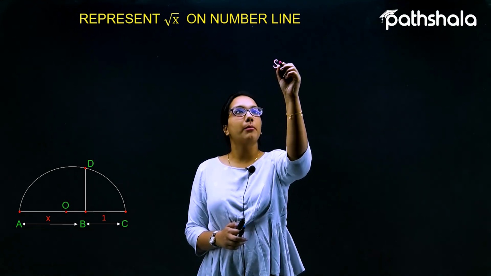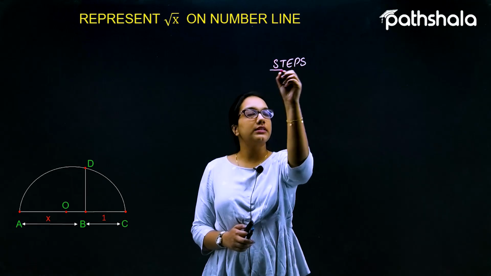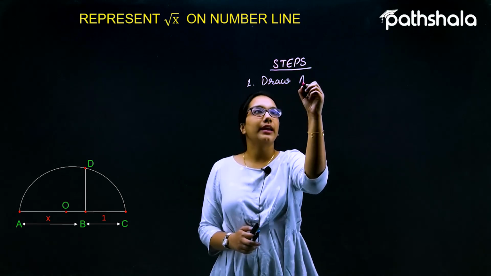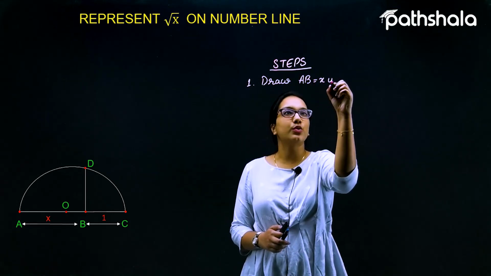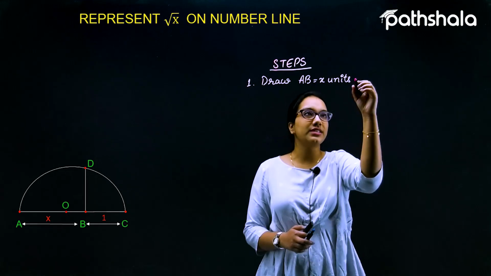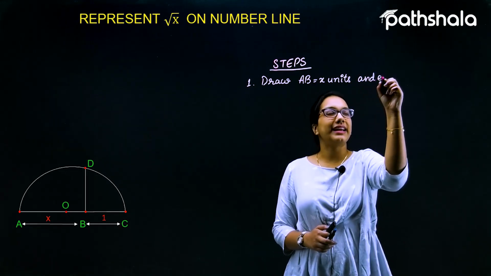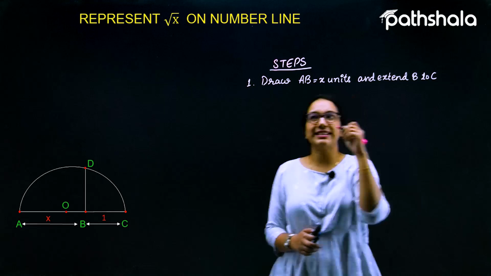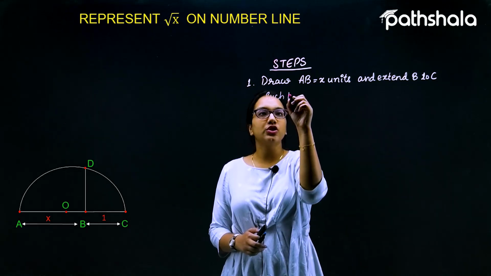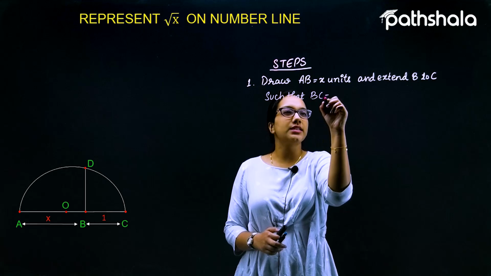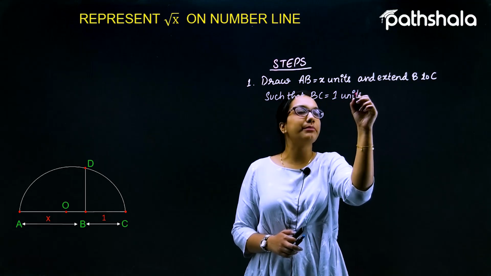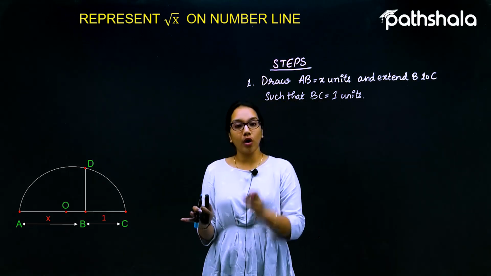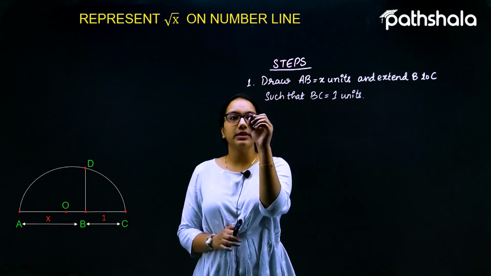First of all, we are talking about the steps that are taken over here. Step number 1: draw AB equal to x units, and extend B to C such that BC is equal to 1 unit. Always remember to extend B towards C, and it is always of 1 unit, not more than that. Let's talk about the second step.